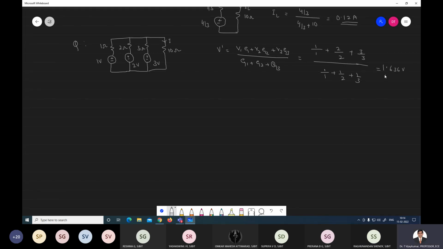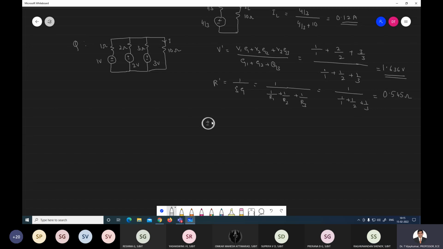1.636 volt. All of you got the same answer now? Yes, sir. Okay, R dash. R dash is nothing but 1 over sigma G. That is 1 over 1 by R1 plus 1 by R2 plus 1 by R3. That is 1 by 1 plus 1 by 2 plus 1 by 3. That is 0.545 ohm.